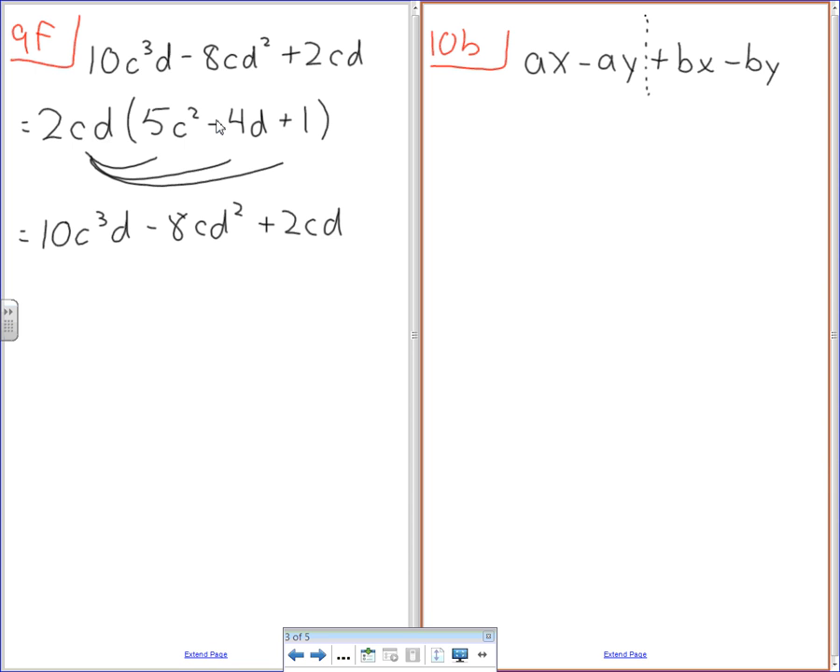Because what Cassie and I are going to do, we're going to factor this side separately, and then we're going to factor that side separately. So Cassidy, what's common between AX minus AY? What can they both be divided by? Good. Cassidy, you're not done yet. What is left inside the brackets? Yes? Great.